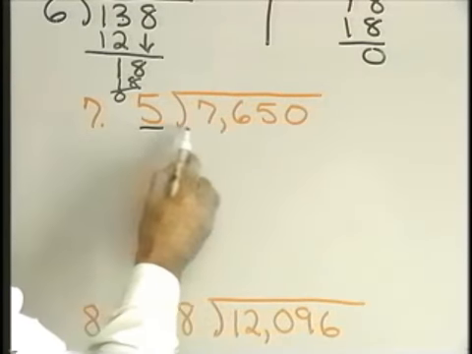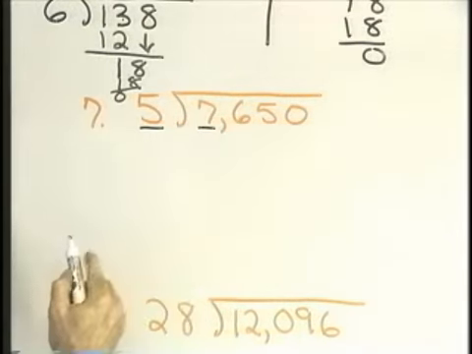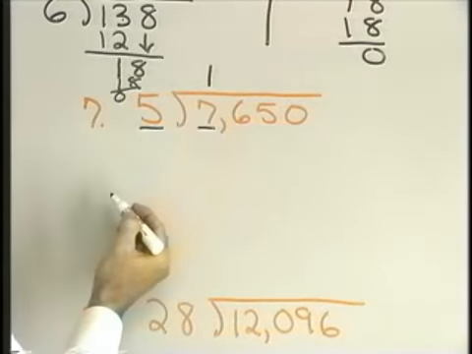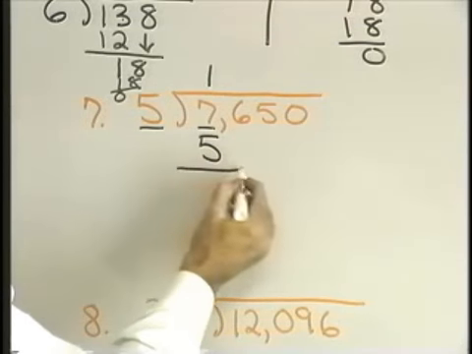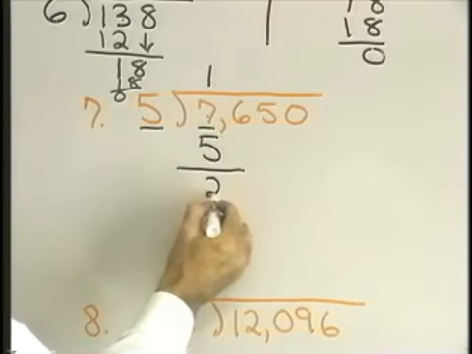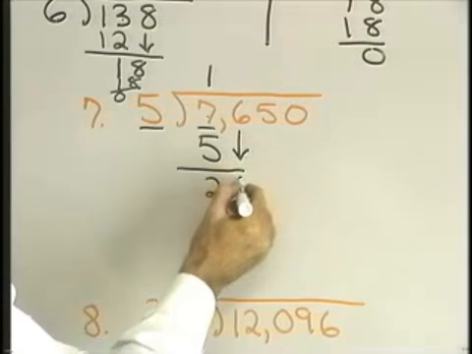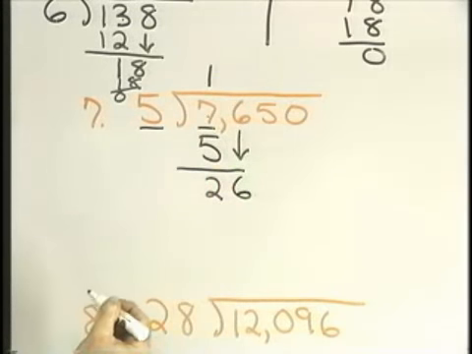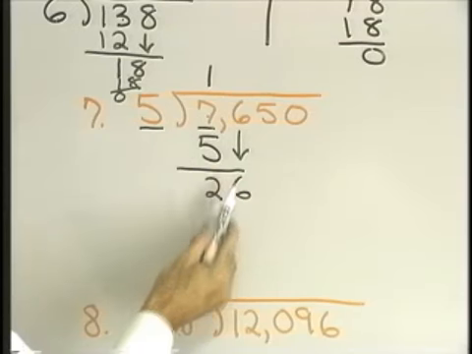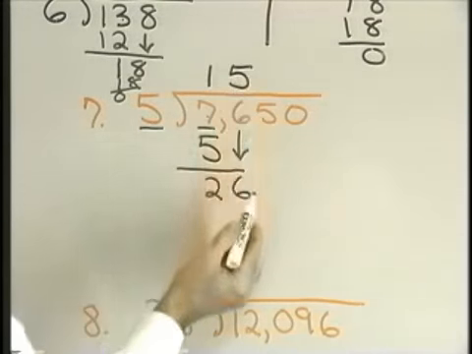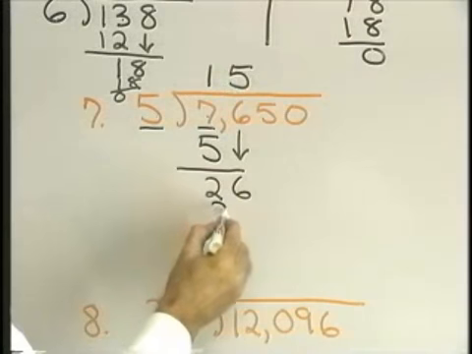I'll start by estimating how many times 5 divides into 7. I'll get 1. Now I multiply. 1 times 5 is 5. I subtract. 7 subtract 5 is 2. Bring down the next number, 6. And now I start the process all over again. I'll estimate how many times 5 divides into 26. My estimate is 5. 5 times 5 is 25.